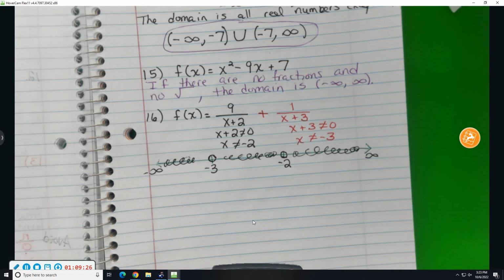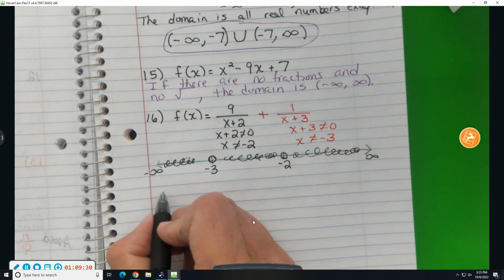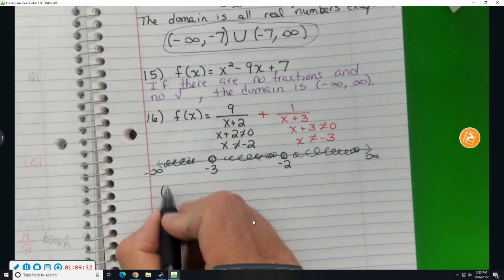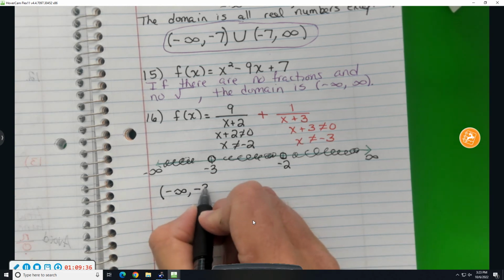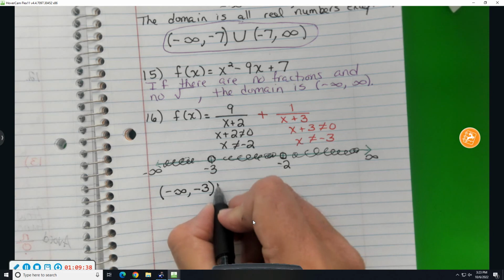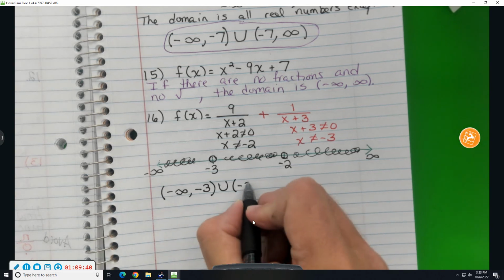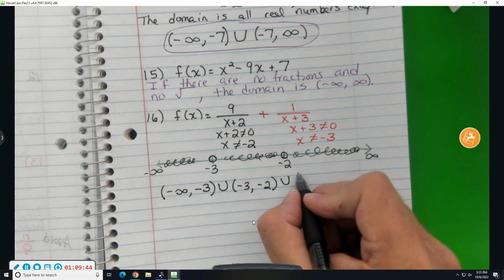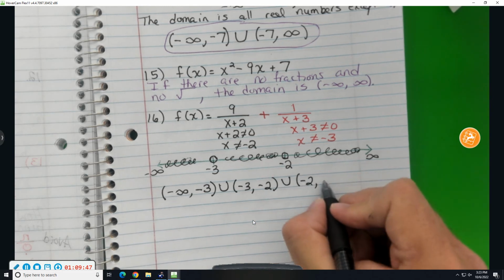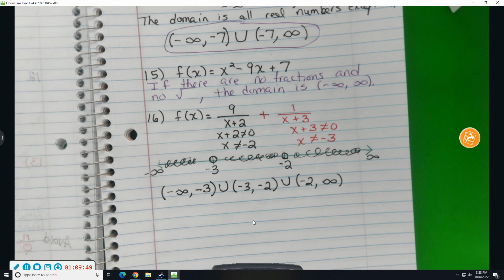To say all real numbers except -2 and -3, it would be parentheses, negative infinity, comma, -3, parentheses, union, parentheses, -3, comma, -2, parentheses, union, parentheses, -2, comma, infinity, parentheses. That's just a fancy way of writing all numbers except -2 and -3.